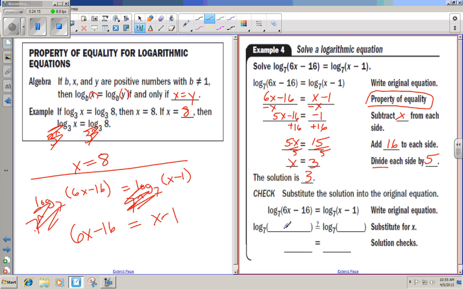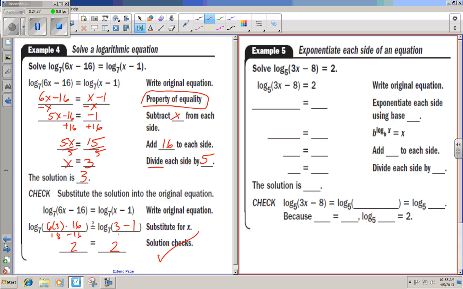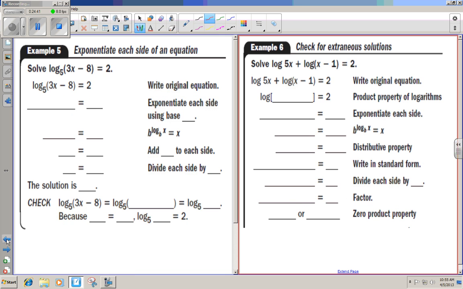You check by plugging it in and doing 6 times 3 minus 16 should give you 3 minus 1. So this is 18 minus 16, which is 2. This is 3 minus 1, which is 2. And our solution works. We're going to go through some more examples here.